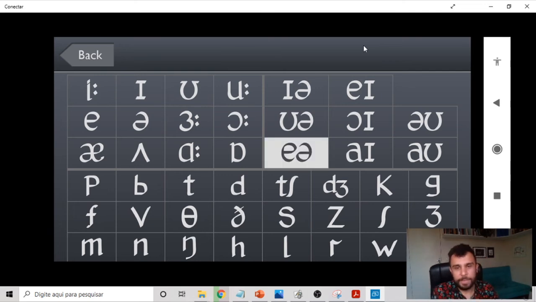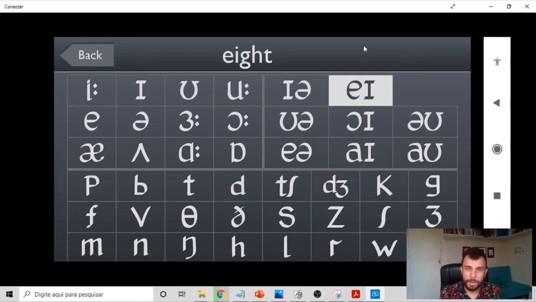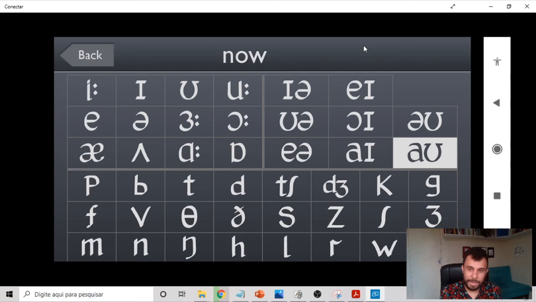And then in the second column, ay, as in eight. And then oi, as in boy. And then eye, as in my. And then oh, as in no. And then ow, as in now.